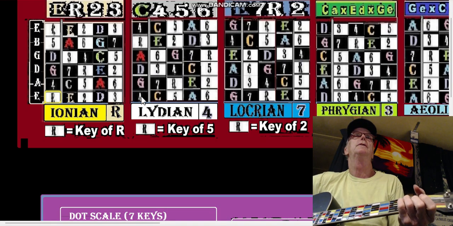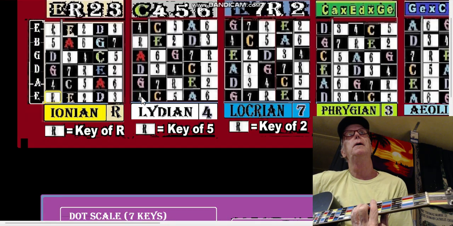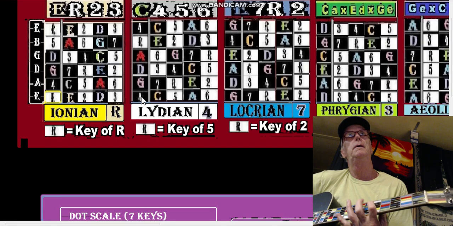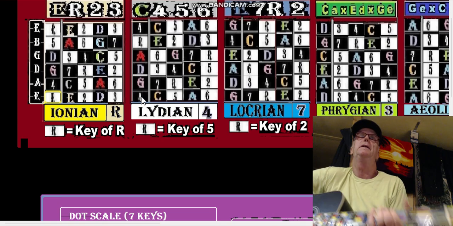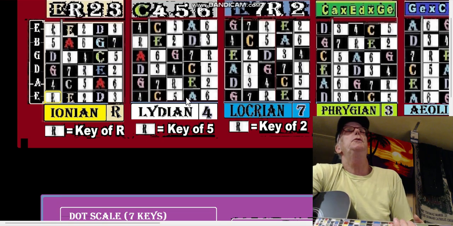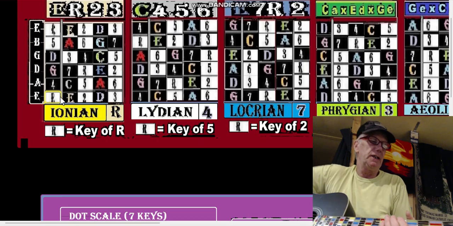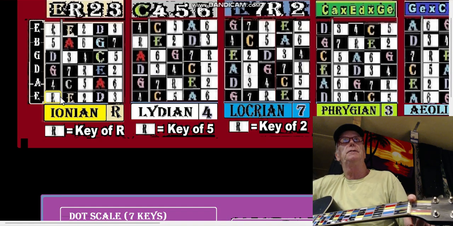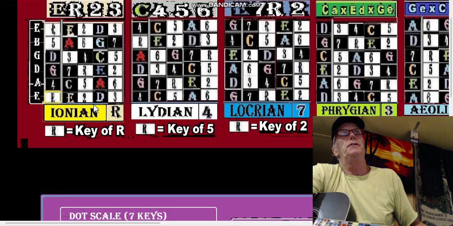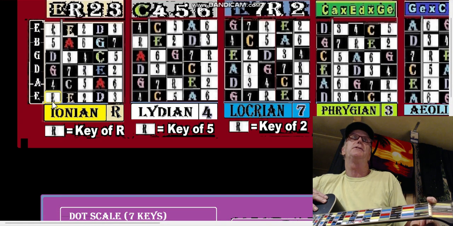So here's the root, and here's the 4th would be up here. That would be a Lydian scale. But if you move this 4 down to here, root becomes the 4 of the key of G. Now it's a Lydian scale of the key of G. So if this note is a C, key of 5 rather. If this note's a C, okay, it's going to be the key of G, Lydian scale of the key of G.